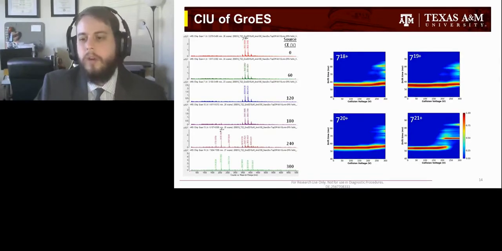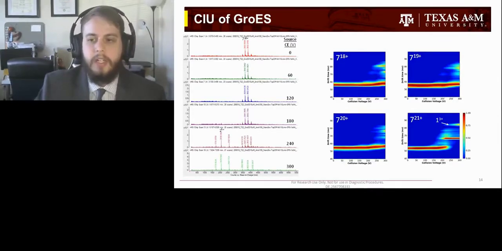However, one thing to note and pay attention to here is that because we might be dissociating this complex, in this case we see signal that's isobaric with the 21 plus 7 mer complex: the 3 plus monomer that's formed via dissociation. So this is something to be considerate about in these experiments.